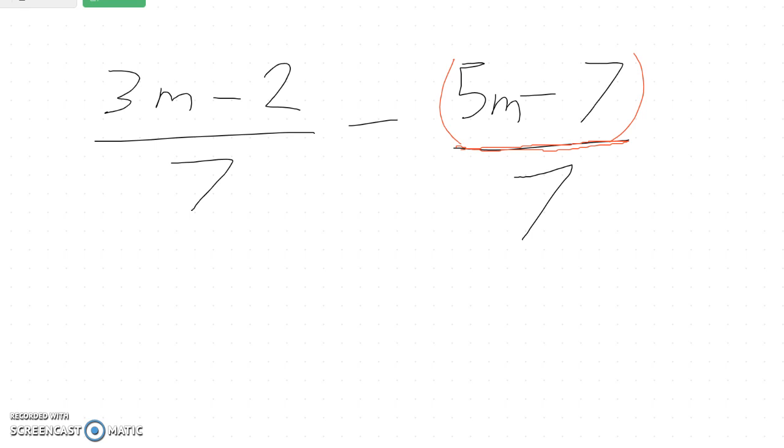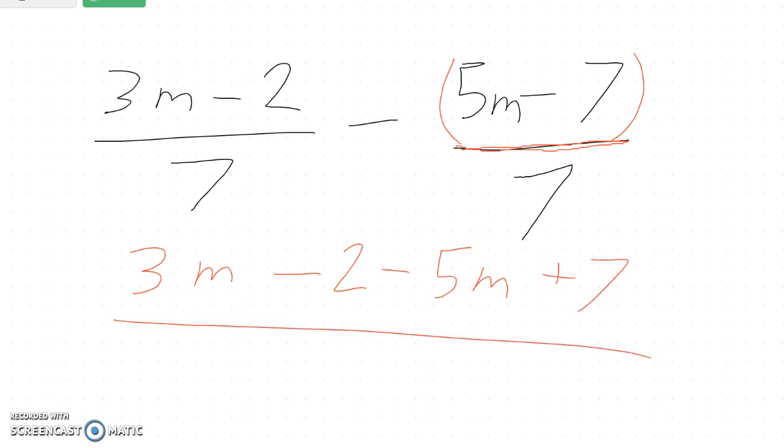Most people don't know it. Most people get these types of questions wrong. Now, knowing that it has built-in parentheses, it's exactly the same as the last problem. Minus 2 minus 5m plus 7 all over 7.